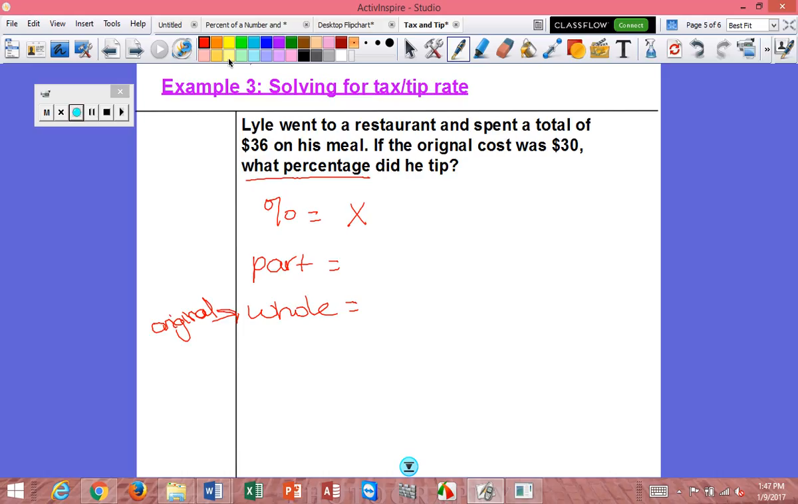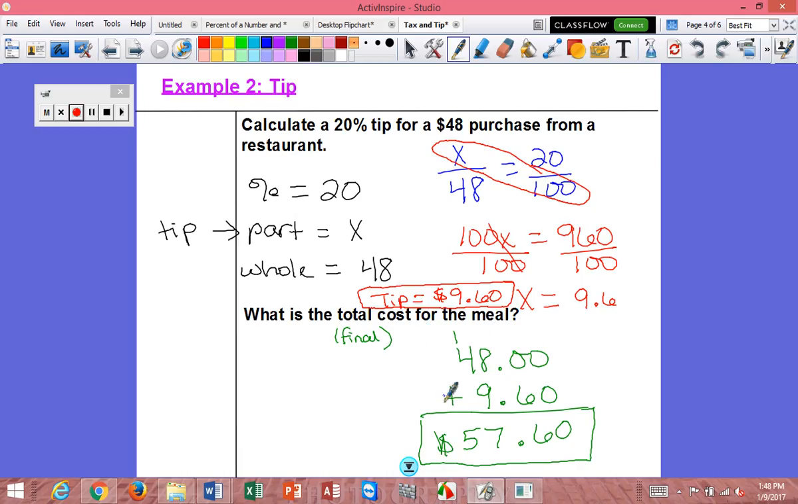Keep in mind, this is the original total. Okay, so originally, his meal cost $30. Now, I'm sure you're looking at the 36 and you're thinking, well, that doesn't make sense to be a part if originally it was 30. So this 36 right here, that's the final cost. Okay, so remember from examples 1 and 2, to get the final cost, we had to take the original cost and then add the tax or tip. And in this specific example, we're talking about tip. So we take the original plus the tip, and that gives us the grand total.